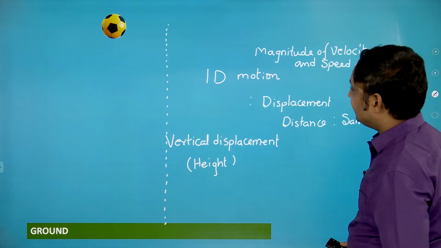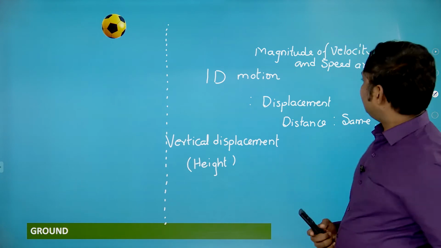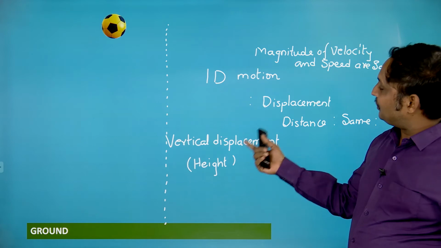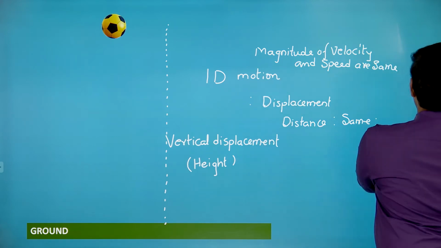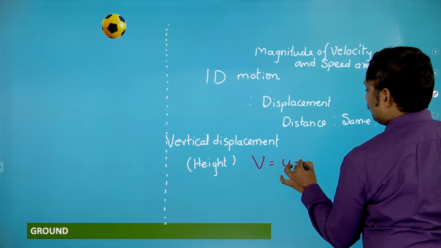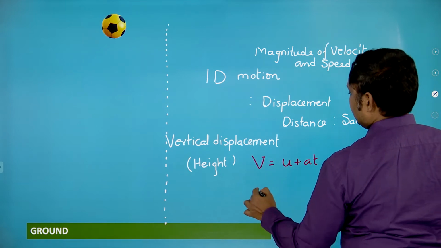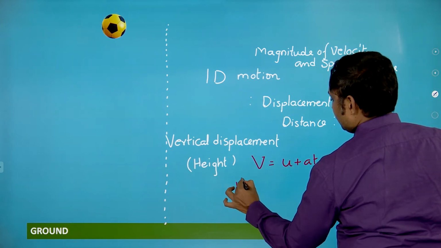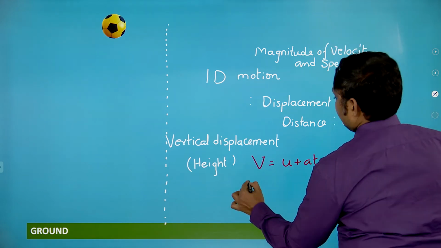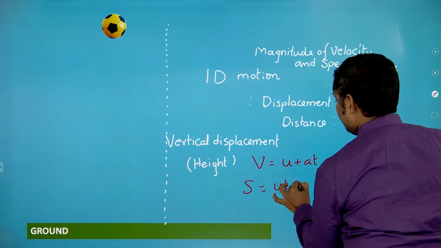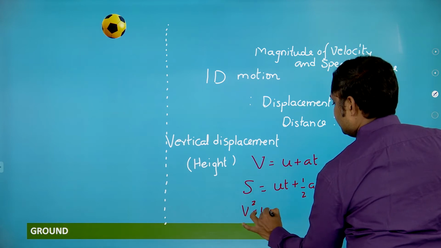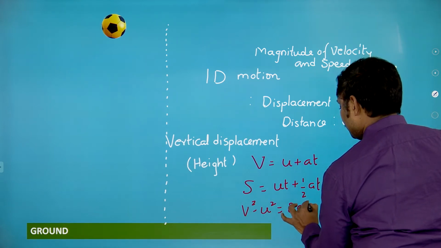Here we can apply the equations of motion to solve any given problem related to 1D. You have the set of equations: v = u + at. At the same time, the distance covered is s = ut + 1/2 at². And also we have v² - u² = 2as.